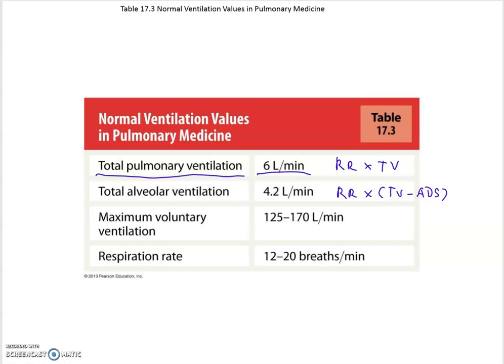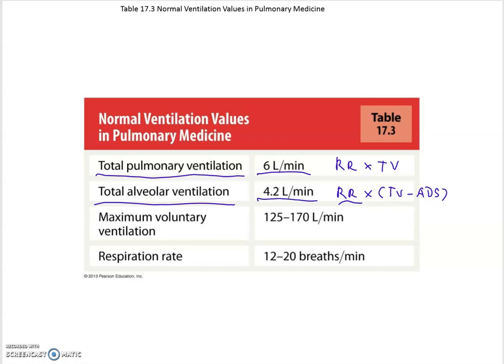The total alveolar ventilation is calculated by multiplying the respiratory rate times a tidal volume that has been corrected for the anatomical dead space. So you're subtracting 150 milliliters from the 500 milliliters of tidal volume, then you have 350 milliliters left, and times 12, that multiplies out to 4.2 liters per minute.